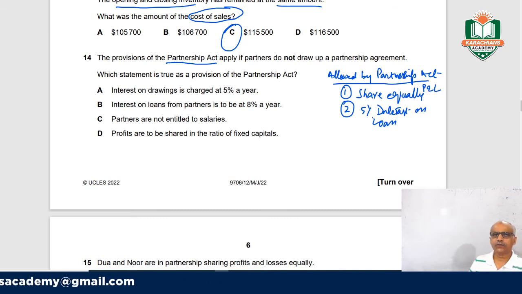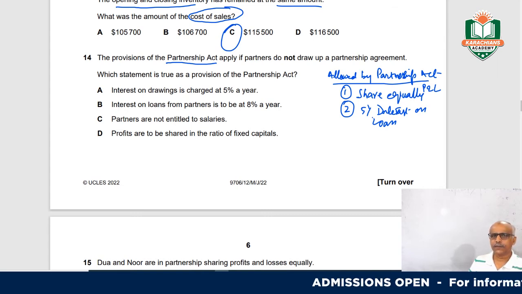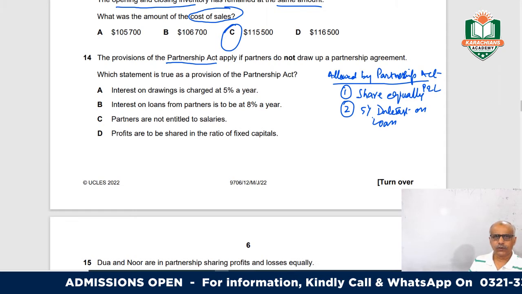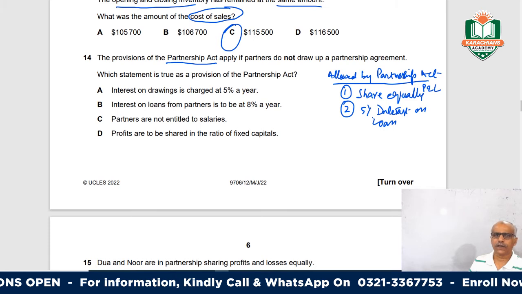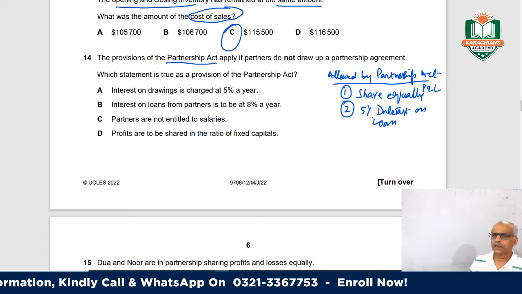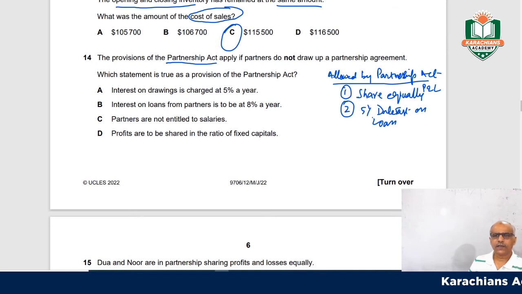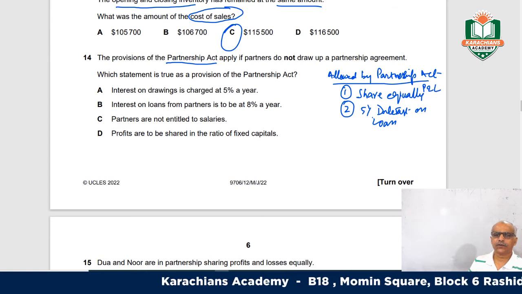If partners do not extend those loans, then ultimately the partnership business will move to obtain that loan from the general market, and it will pay interest. It is normal practice. So that is why, and this is a business expense, right? So this is a business expense. That is why the Act allows it, but it has given a certain percentage.